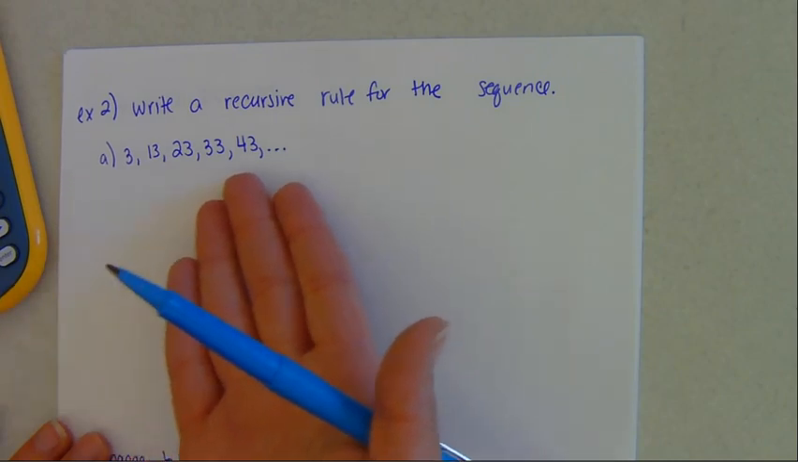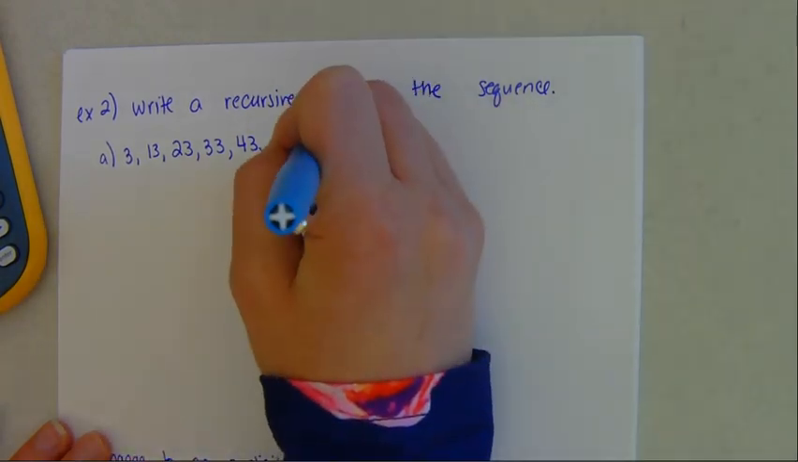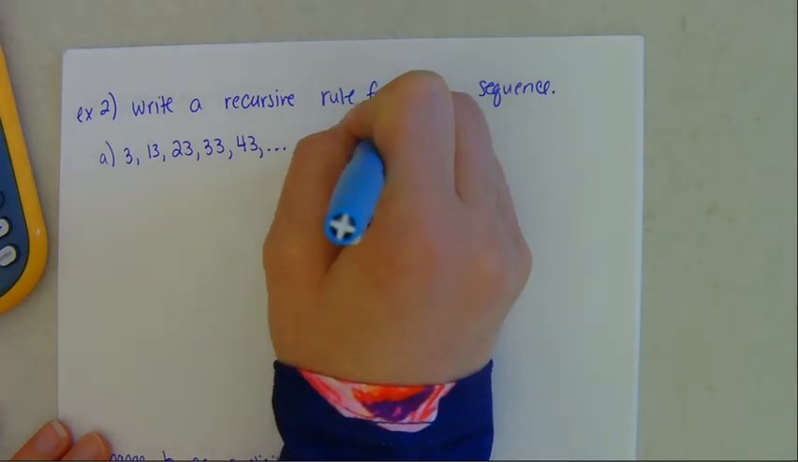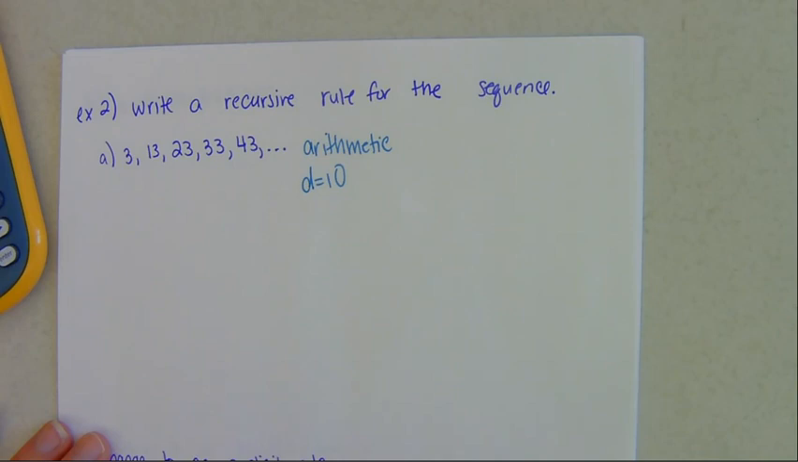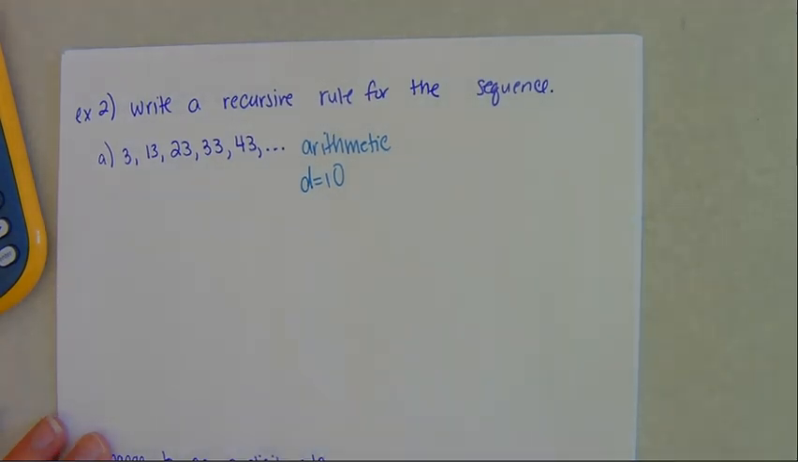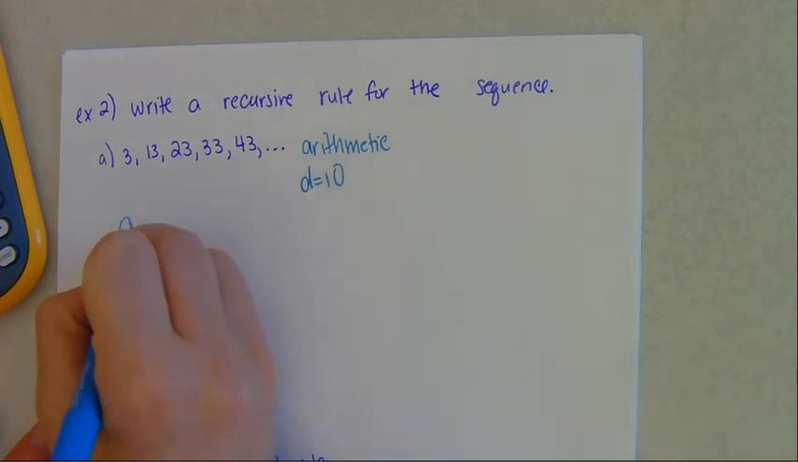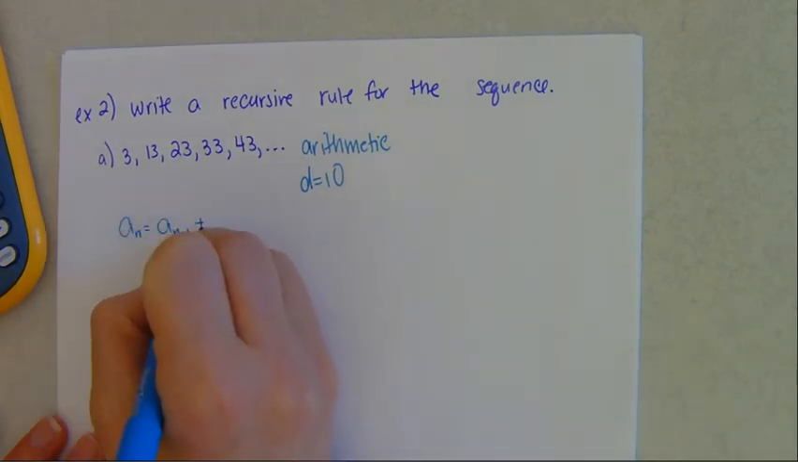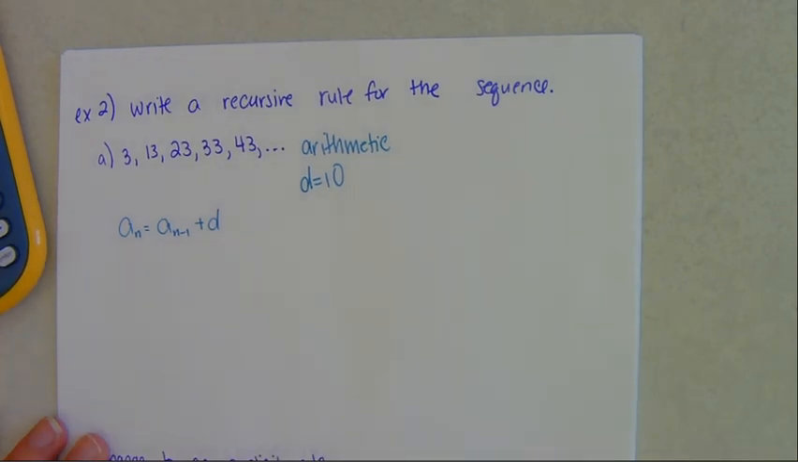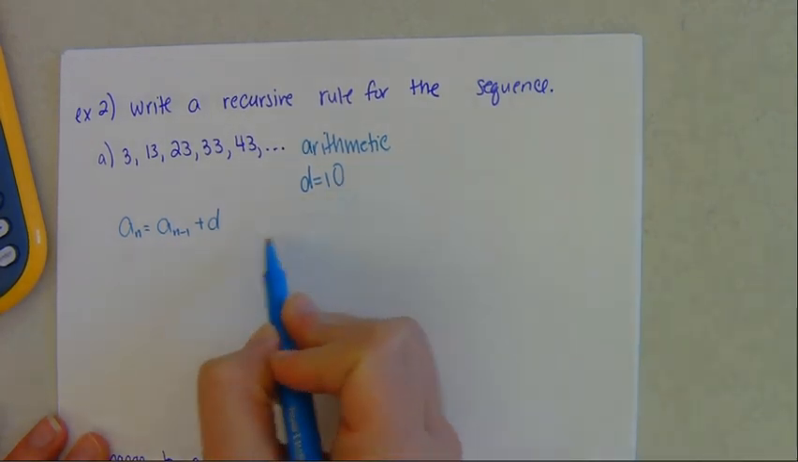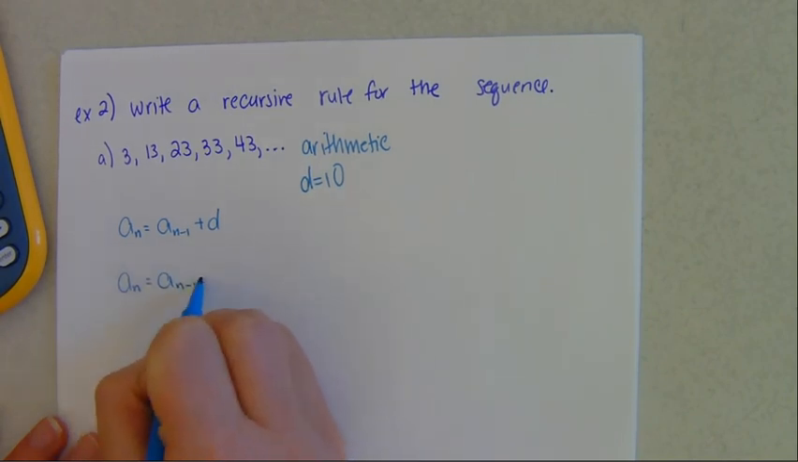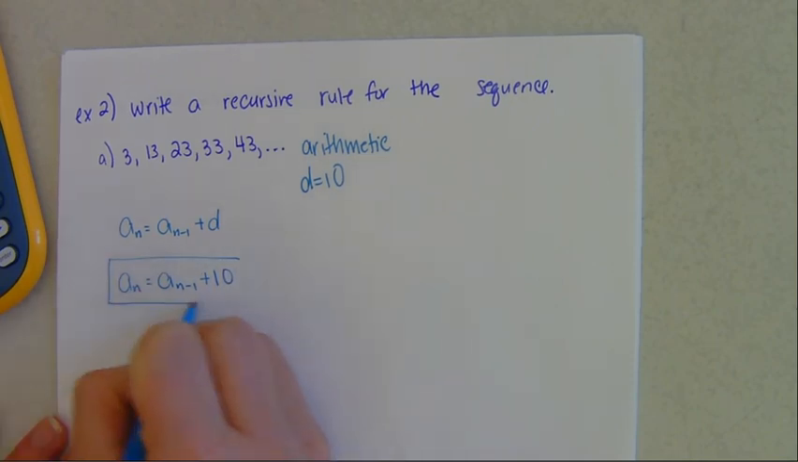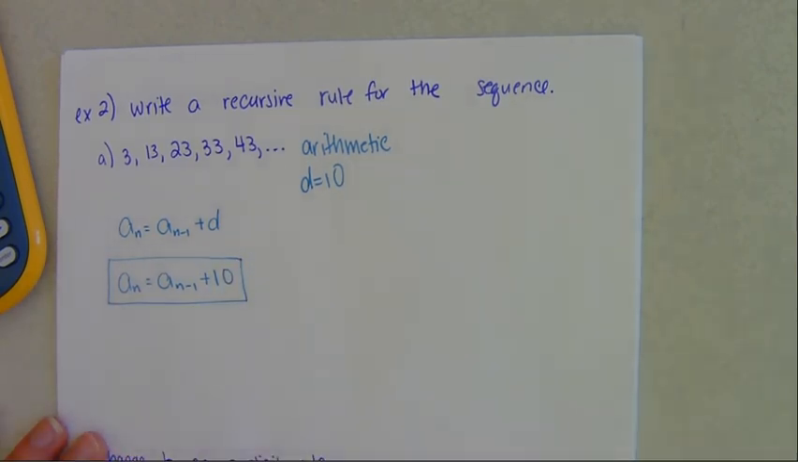So you can see here, hopefully, that you have an arithmetic pattern. And we have an arithmetic pattern because we're going to hopefully recognize that D equals 10. So if I want to write a recursive rule, that means for arithmetic, a sub n equals the previous term plus the common difference. So all I have to include is that common difference. So my rule is a sub n equals a sub n minus 1 plus 10. That's my rule.